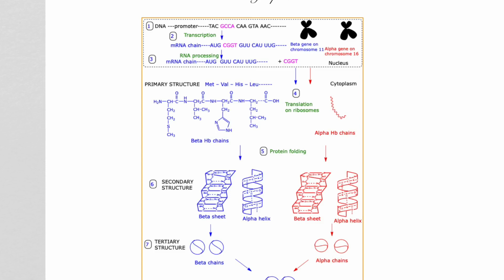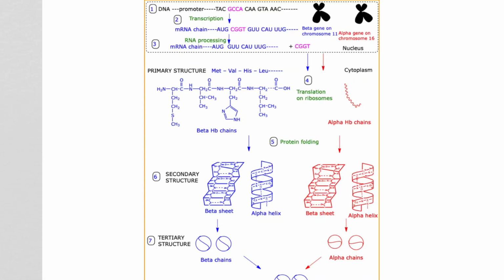In a similar fashion, the alpha gene on chromosome 16 is copied into mRNA, and then that mRNA is translated into the alpha polypeptide chain of hemoglobin. So now we have the primary structure of the beta chain here. What is amino acid 1, 2, 3, and so on. The sequence, that's the primary structure.